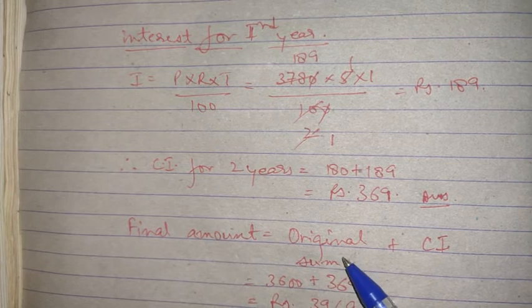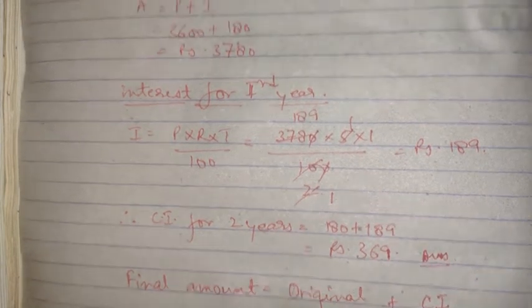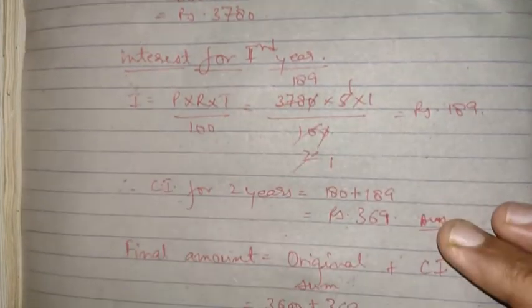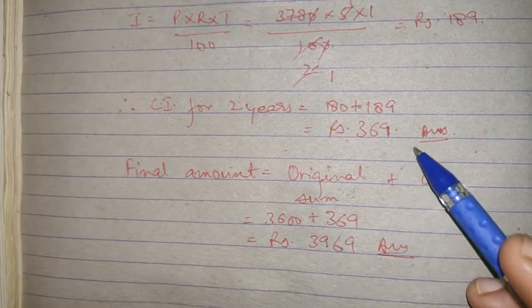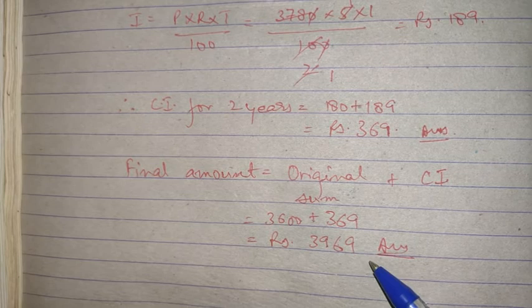In the same manner, to find the final amount, to the original sum given initially, I add the compound interest. The original sum was 3,600. So to 3,600 I add the CI, that is 369, and I get the value as 3,969. This is one method for finding the compound interest and the amount.